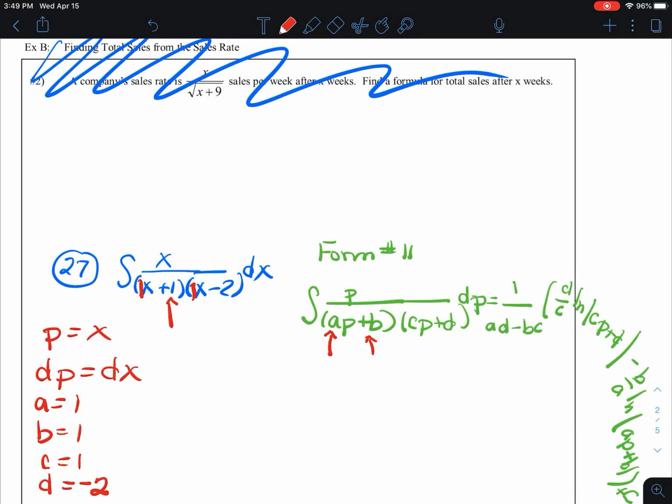Oh, I think I wrote this problem down wrong. I'm glad I caught this here. I think that right there is a -1, which means my B is a -1. Okay, my bad on that.